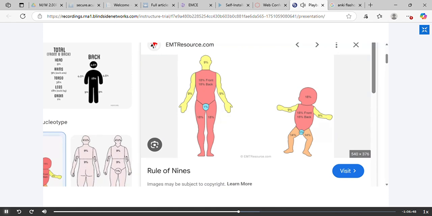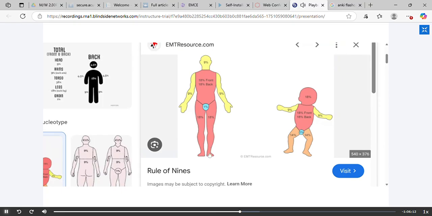Okay. On the chest, the entire front, chest and abdomen, right? So the anterior torso, it's probably the easier way, is 18%. Same for a kid and an infant, 18% on the anterior torso. The posterior torso on the back is also 18% for both. Each arm is 9%. That's the whole thing, front and back. Each arm is 9%, on both the adult and the child.